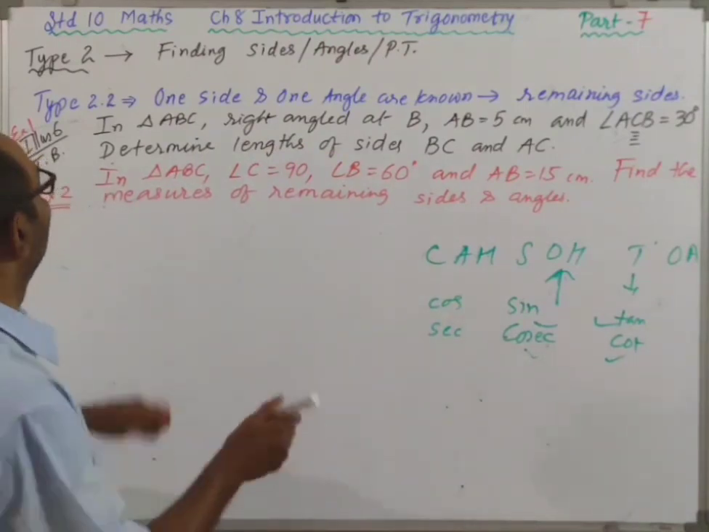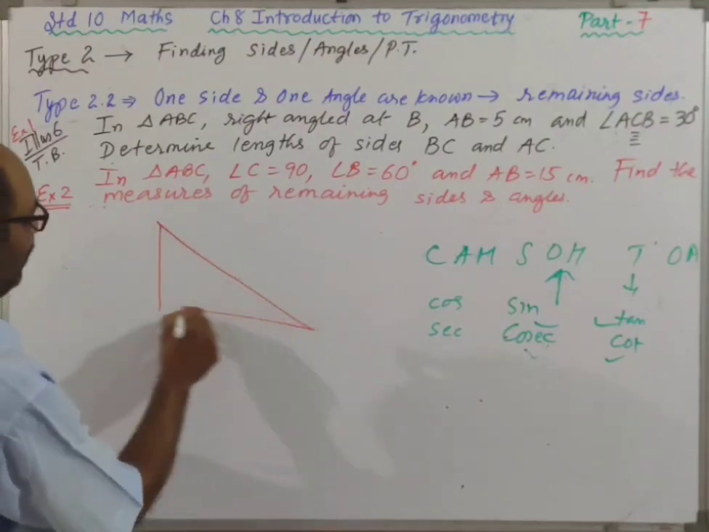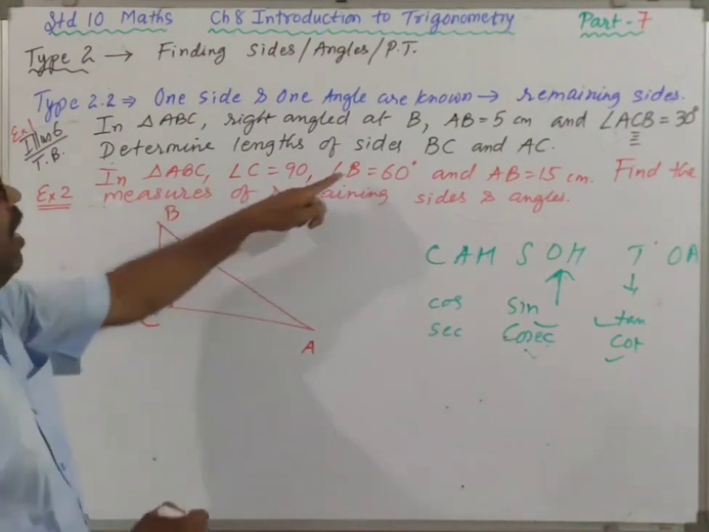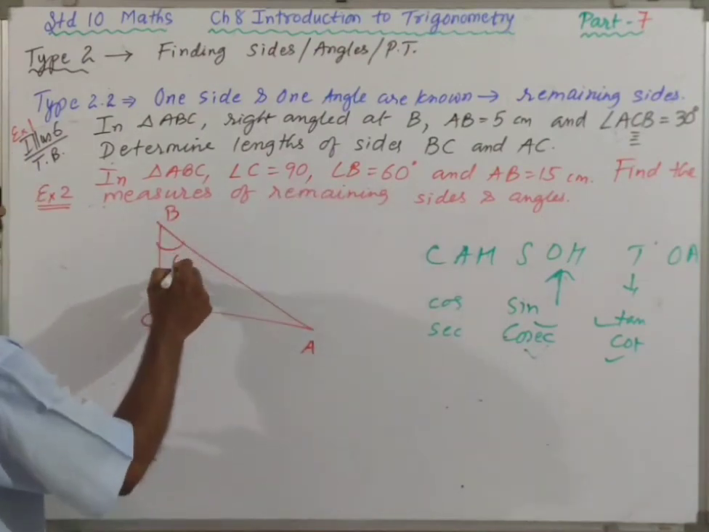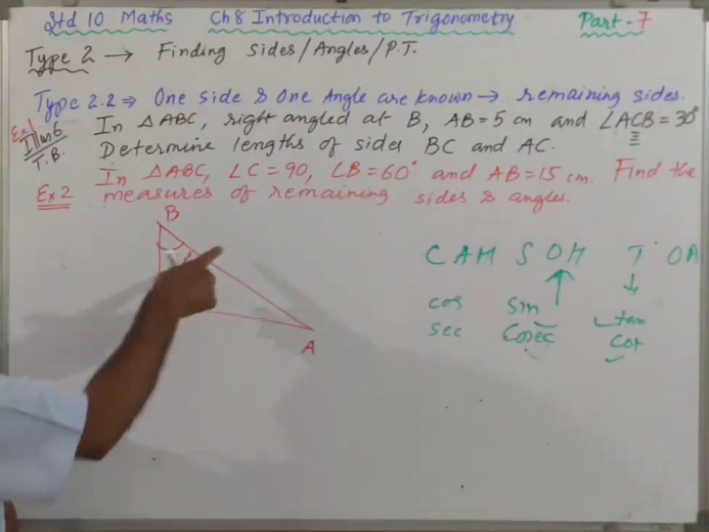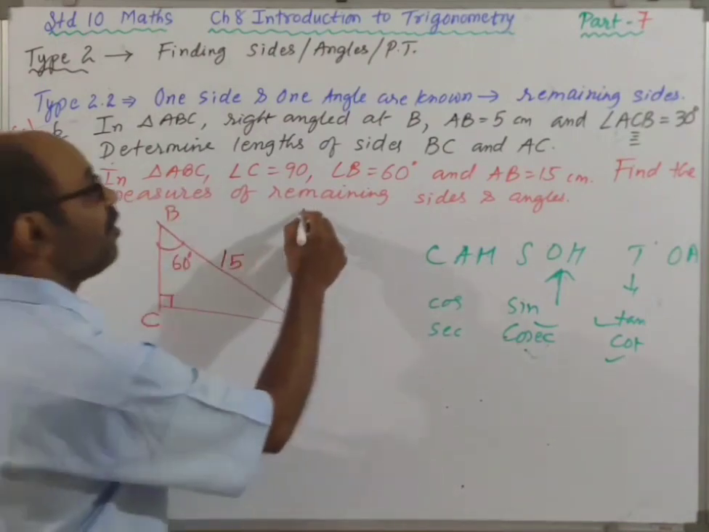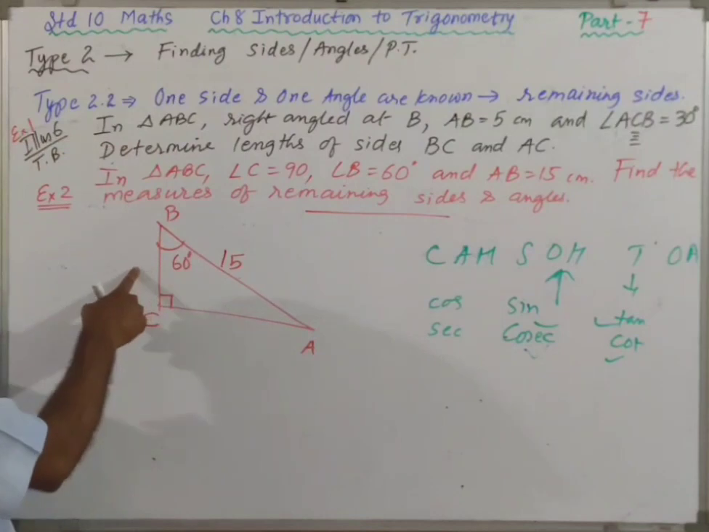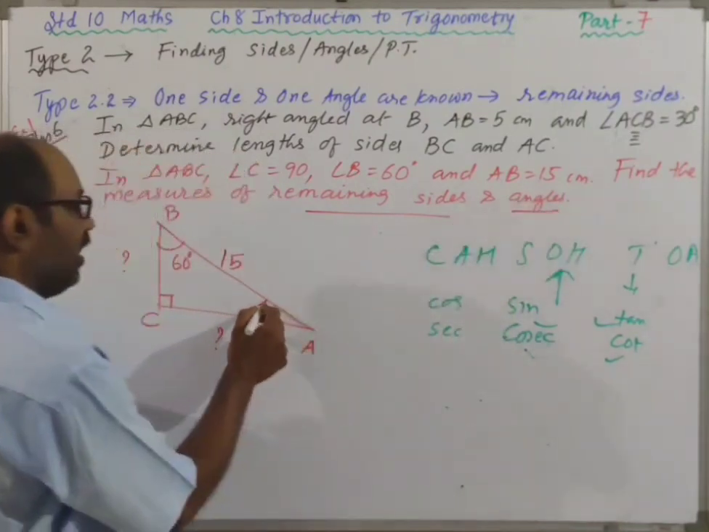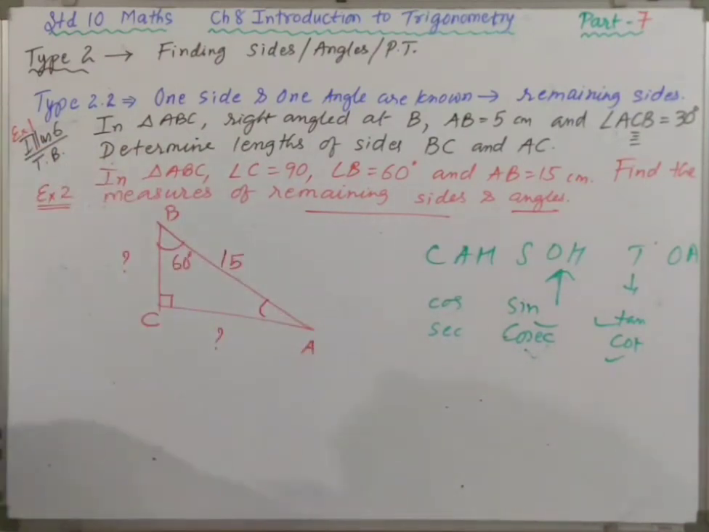Here's the next one. In triangle ABC, angle C is 90. All right. This C is 90. You may write A and B. Angle B is 60. This one is 60 degree. All right. AB is 15. AB is hypotenuse. That is 15. Find measures of remaining sides. AC and BC are remaining sides. And also angles. Angle A is the remaining angle.